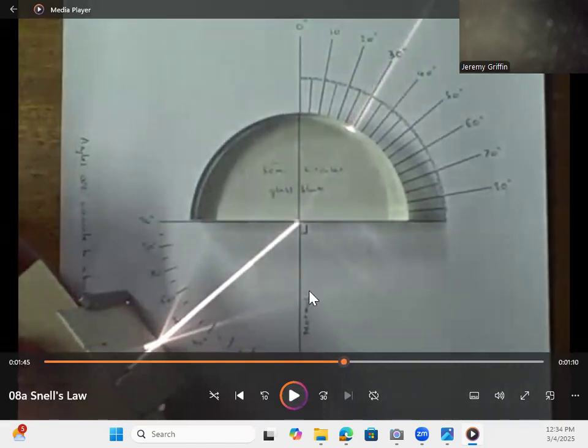Do you guys see? I don't know if you can read it, but even if you can't, I bet you can figure out what this says. Guys, this line is labeled what? Starts with an N. Normal. As in perpendicular. Perpendicular to what? Perpendicular to this flat side right here, where you're going from the air to the glass. Do you guys see that?